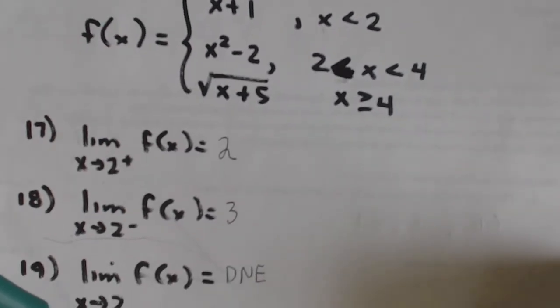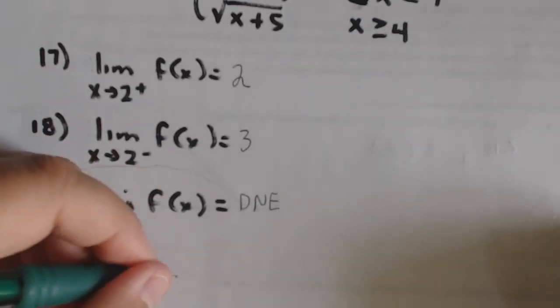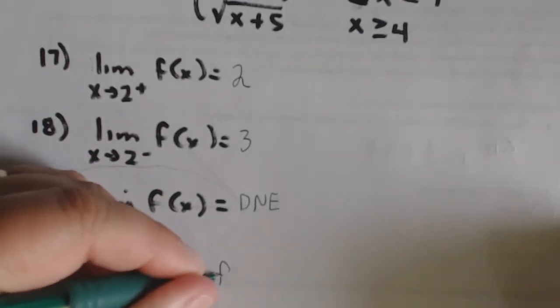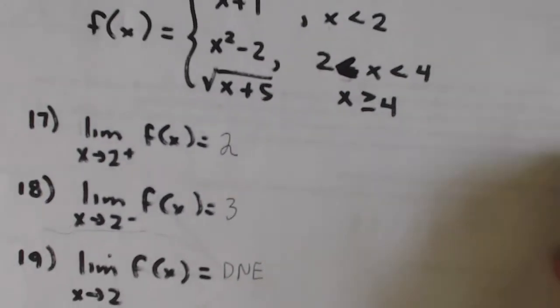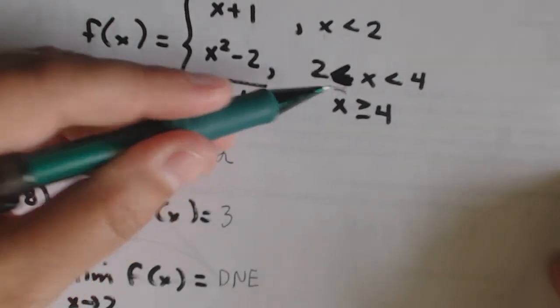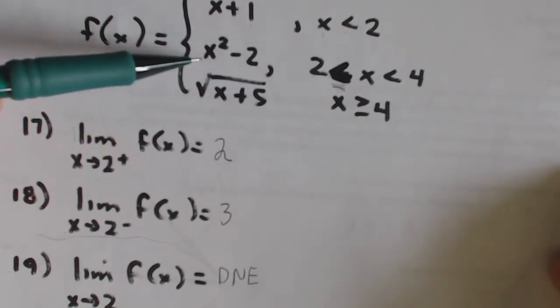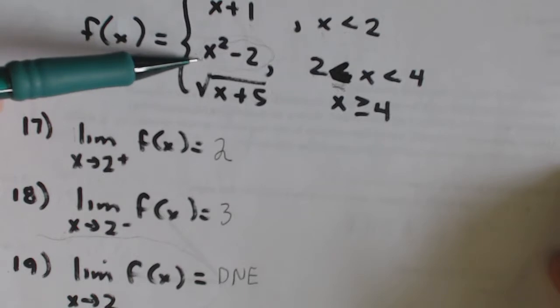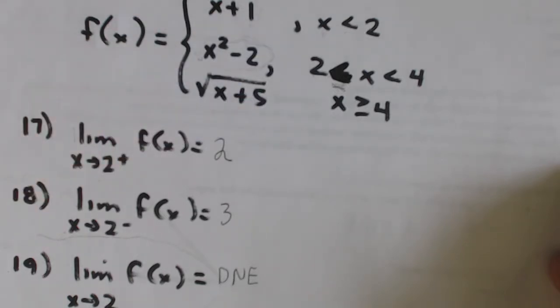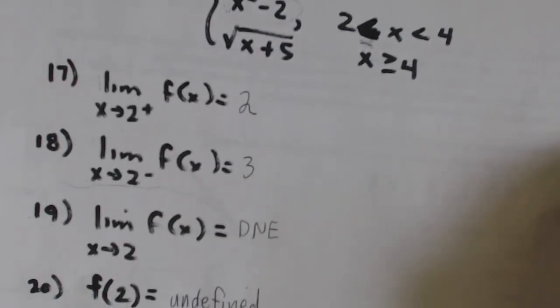So when x is 2, the function is actually undefined. There is no value. Now, let's say it did have an equal to here. Then you would use this piece of the function to evaluate 2, and you would get 2. But as it's written, there is no value when x is 2.